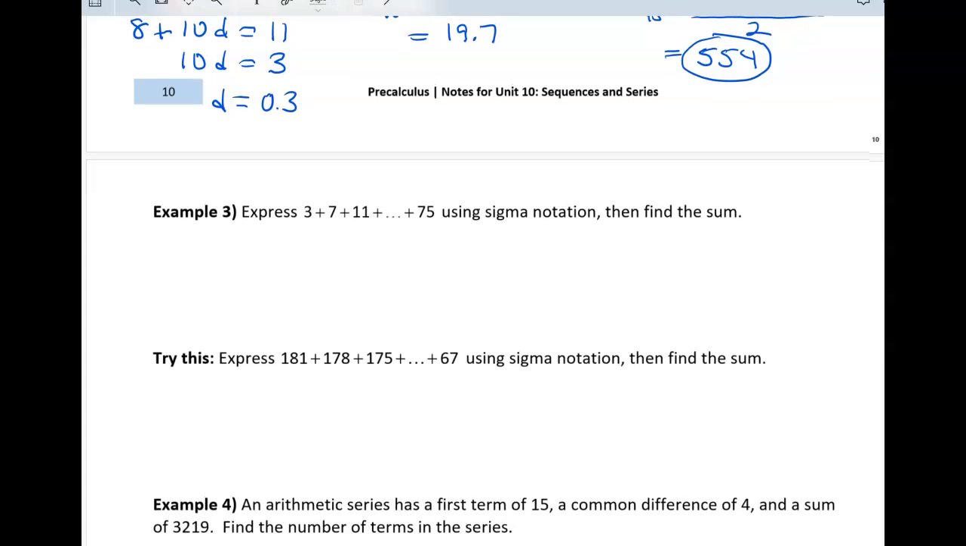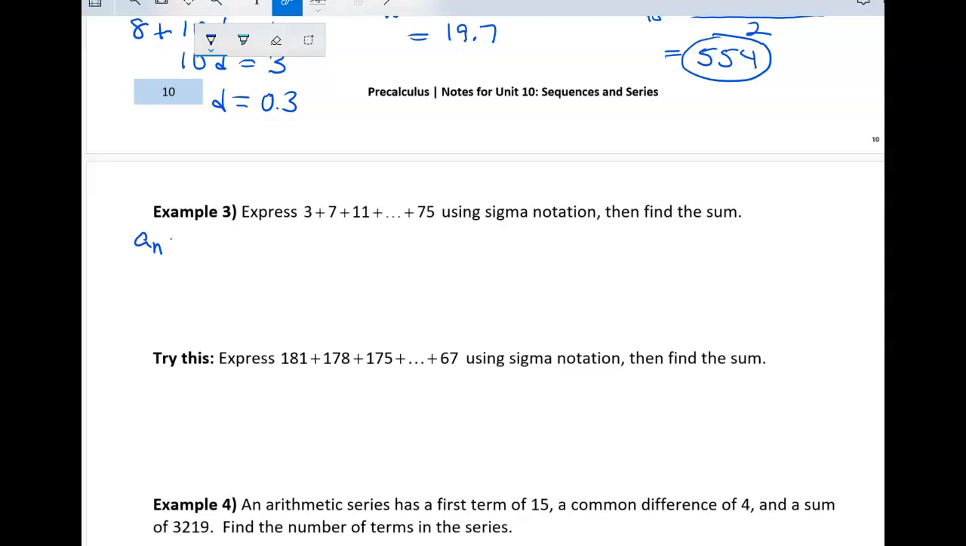All right, let's take a look at example 3. Here we have a series that's given to us in expanded form. So we are going to first write it in sigma notation and then find the sum. So some quick observations. We know what the first term is, it's 3. We know what the common difference is, it's 4, because the next term is 7 and the next 11. So we can write a general formula for the nth term. We'll need that for our sigma notation.